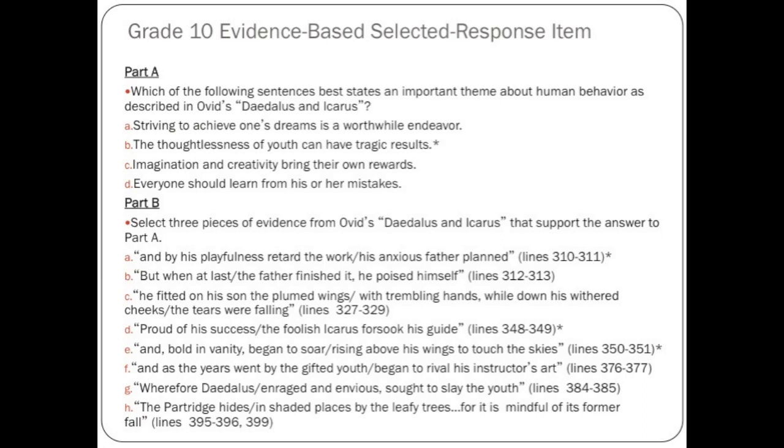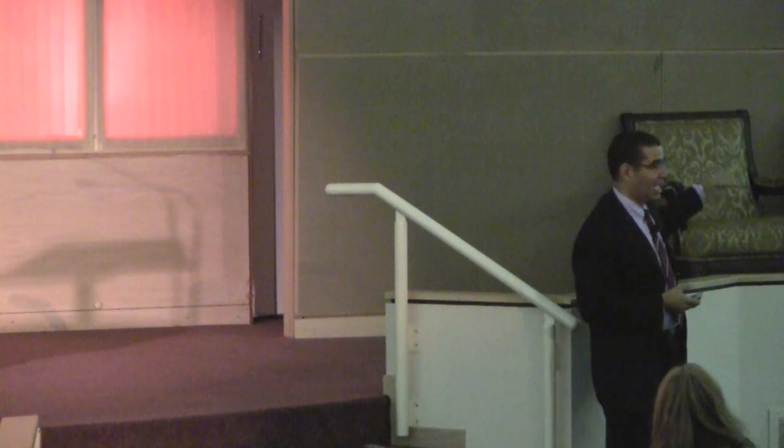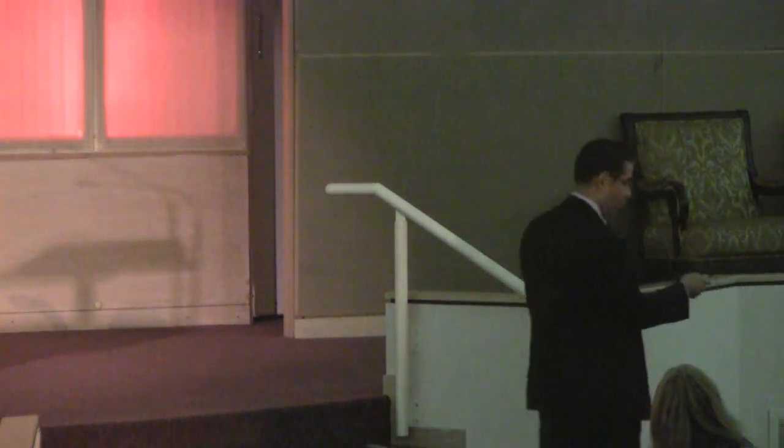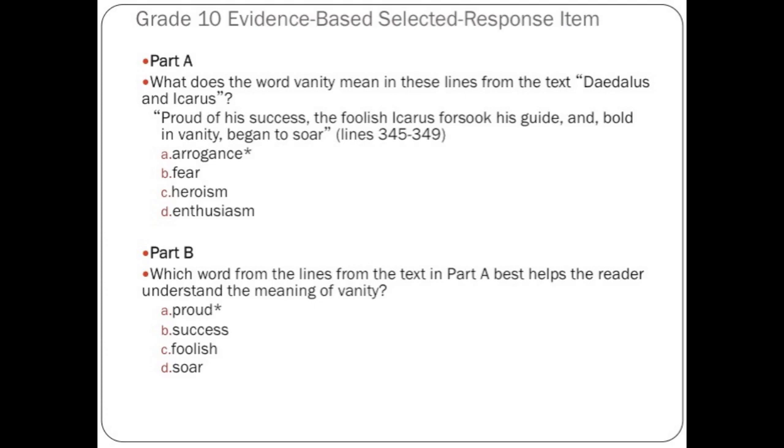Here's another for the same passages. Which of the following sentences best states the important theme about human behavior as described? And then part B, select three pieces of evidence that support the answer to part A. So that's like three of those from the A. So there's no guessing here. That's how they would do that. Here's another one. What does the word vanity mean in these lines from the text? Part B, which word from the lines from the text in part A best helps the reader understand the meaning of vanity?